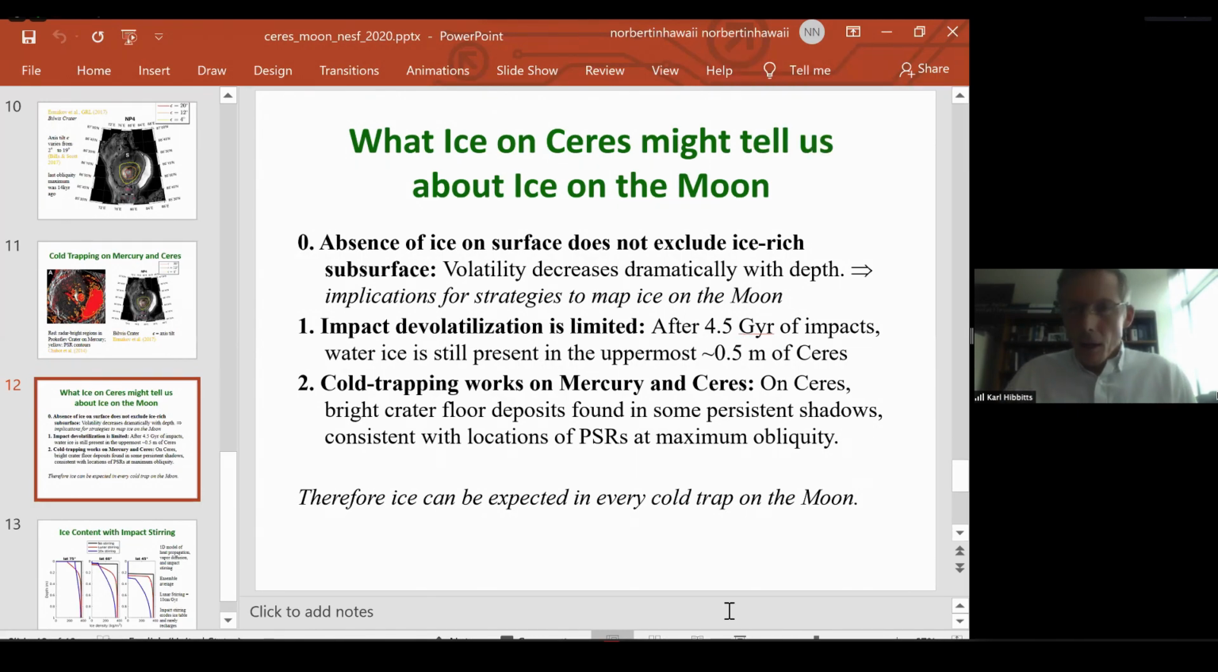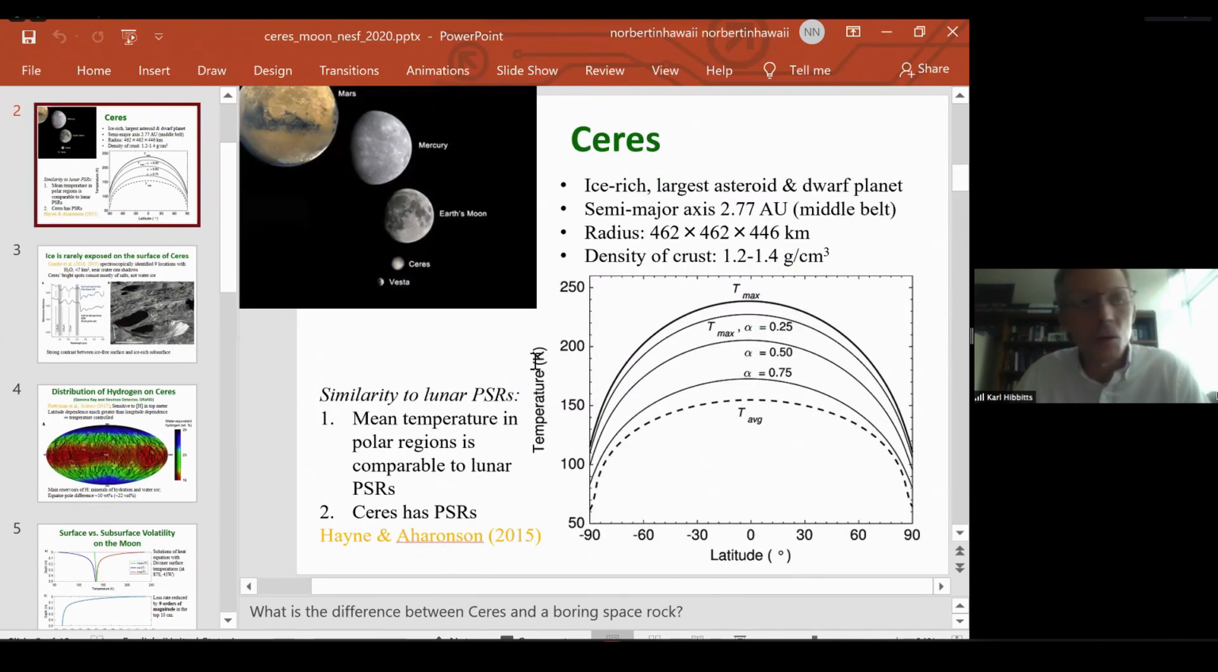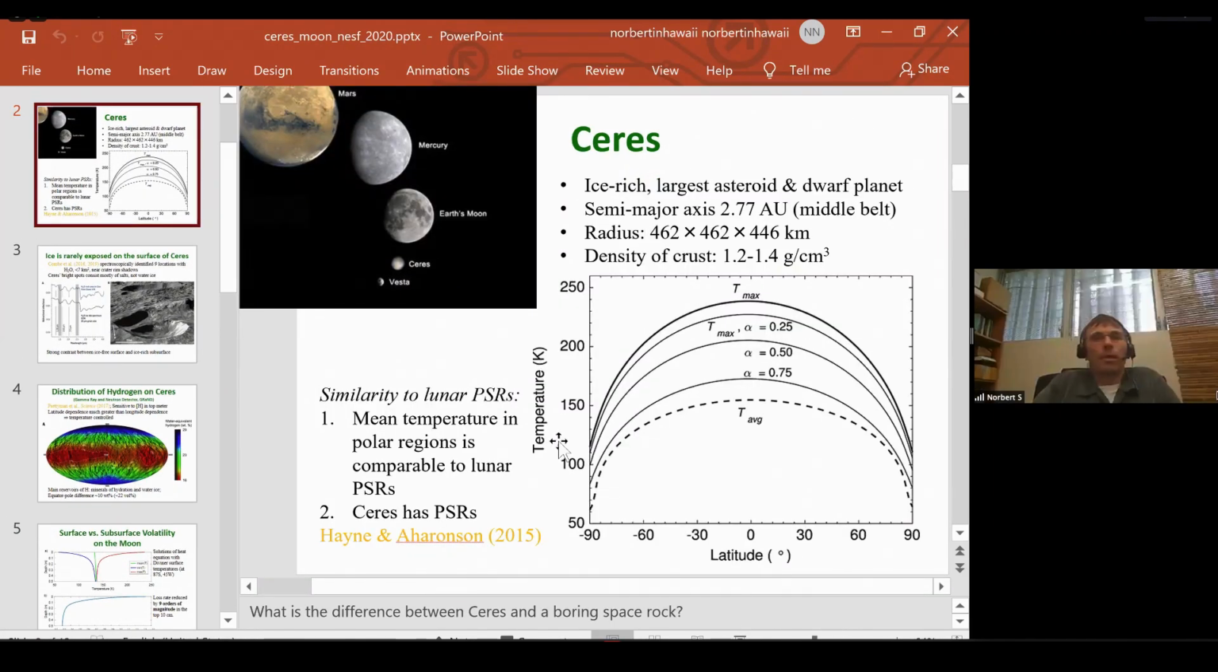I have one. Interesting, the comparison of the moon to Ceres. But one difference is temperature, right? Ceres is at 3 AU, something like that. Surface temperature is much colder. I'm not sure if you talked about that. Could you speak a little bit to that and the possibility of cold trapping other volatiles in these PSRs on Ceres versus the moon?